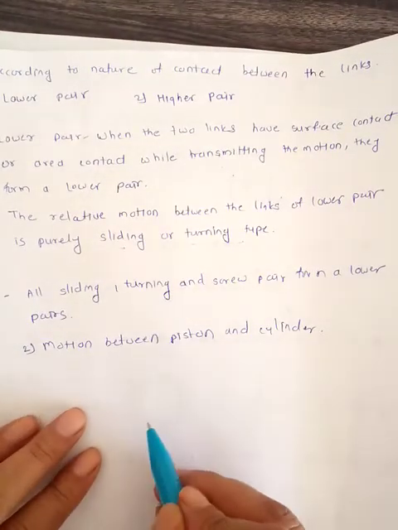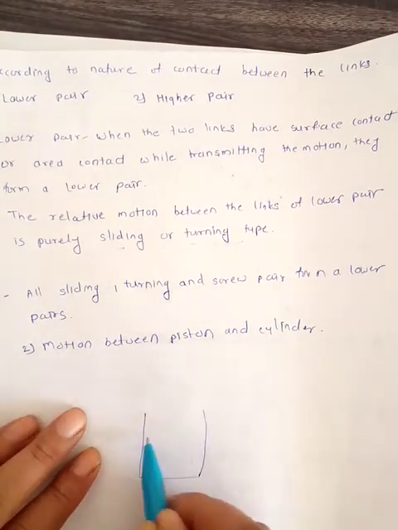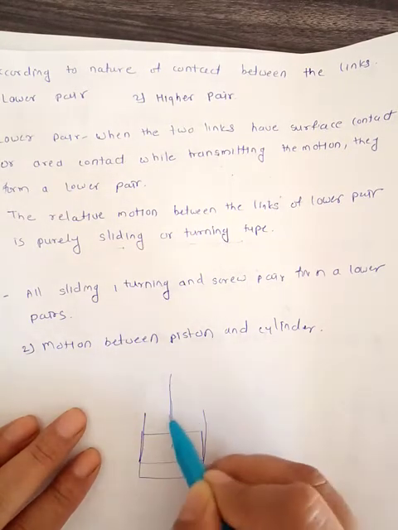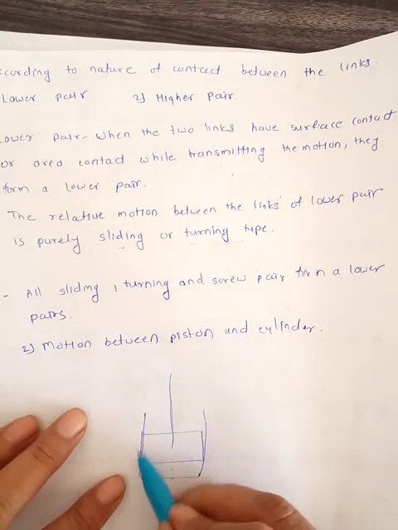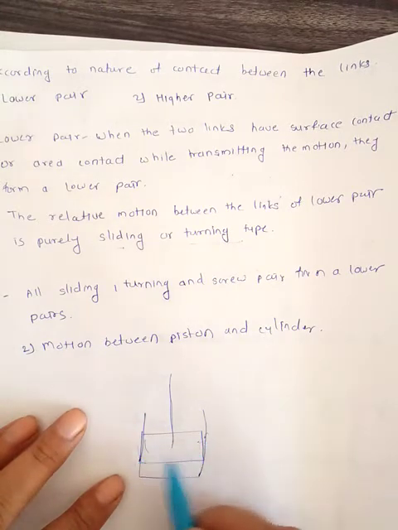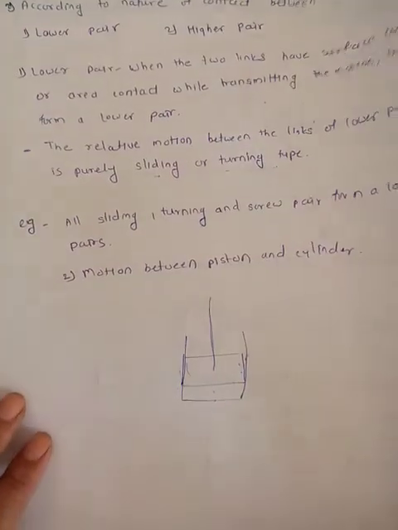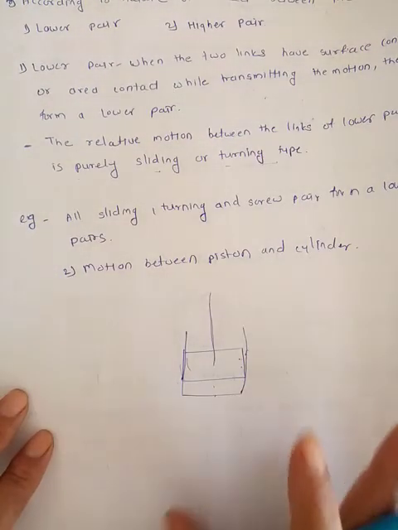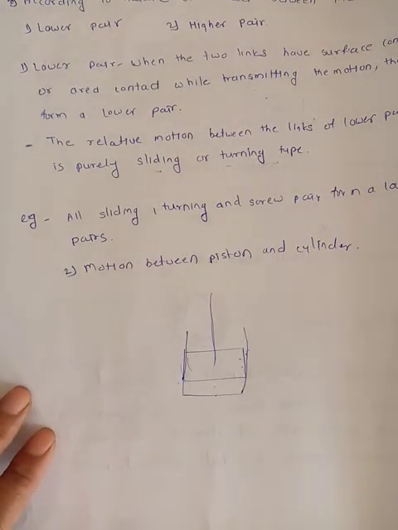Suppose this is the cylinder and this is the piston, on which the motion will be transmitted up and down, so that this surface area will be in contact. So this link is called the lower pair. This is the surface contact or area contact. This is called the lower pair.